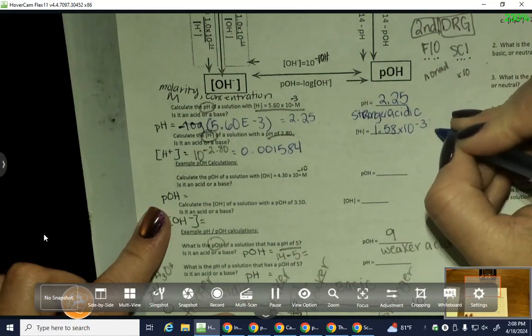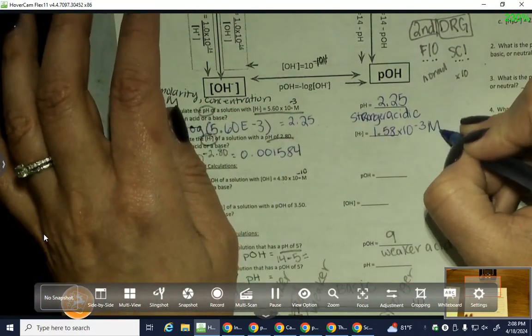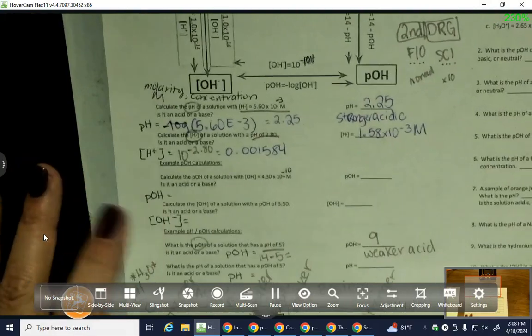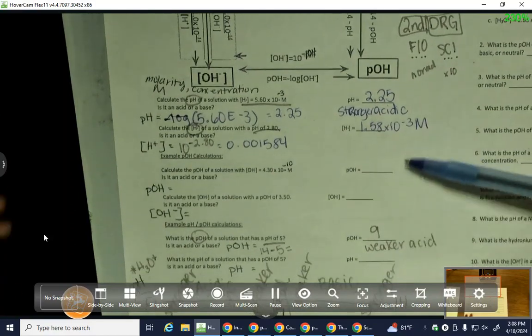And then don't forget your units. You're either putting a bracket around it or you will put a capital M, molarity. pH does not have units, so you don't need to write anything there. Okay, is this an acid or a base?